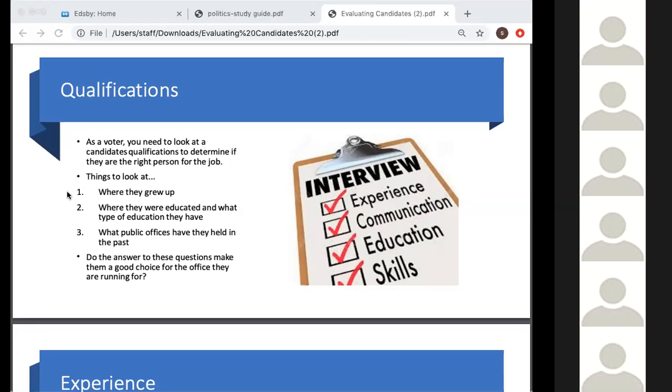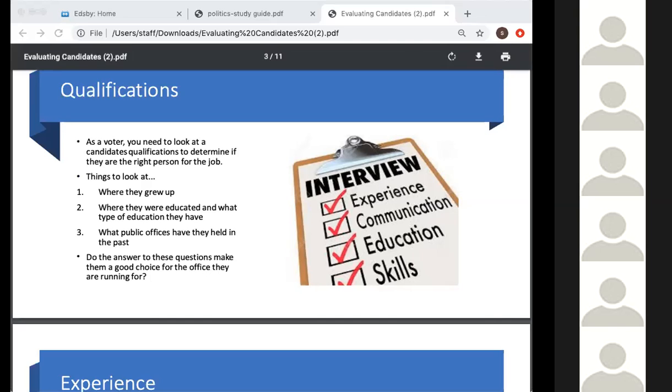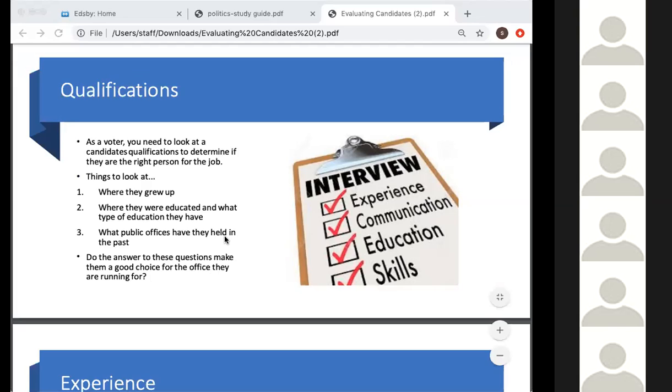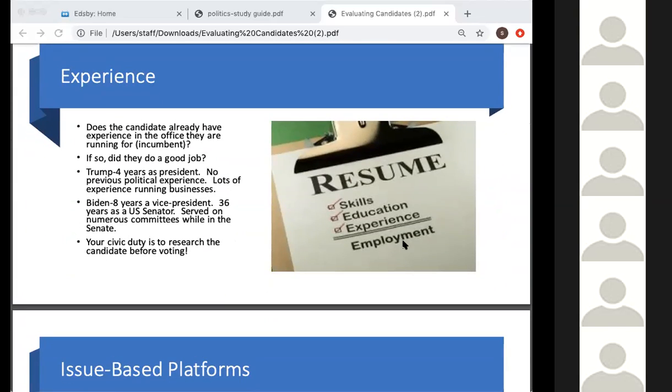So these are the things that you want to look for, and then some of the questions that we're going to look at today when you are evaluating a candidate. All right, moving on. And guys, a lot of this is common sense kind of stuff.